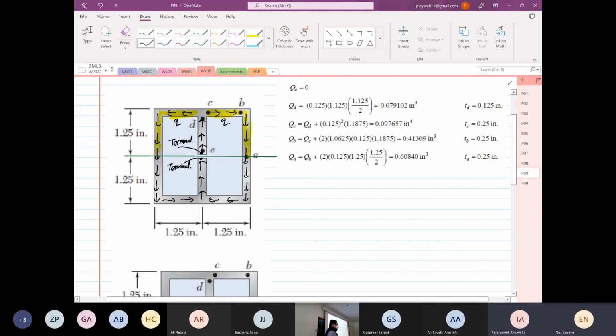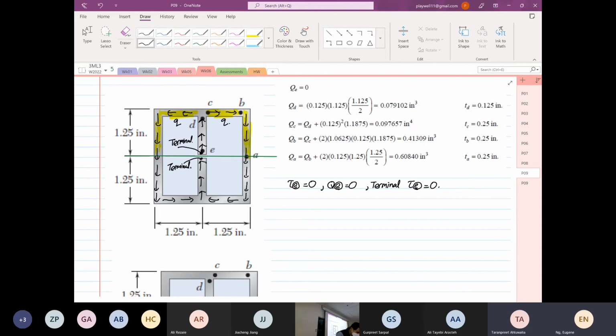So this question is a bit tricky. What do I mean by a bit tricky? I'll show you now, especially at point D. Is it 1Q or 2Q? At point E, the shear stress is equal to 0. The Q at point E is equal to 0, and it's at the terminal. At the terminal, the shear stress is equal to what? 0. You have no first moment of area at all.